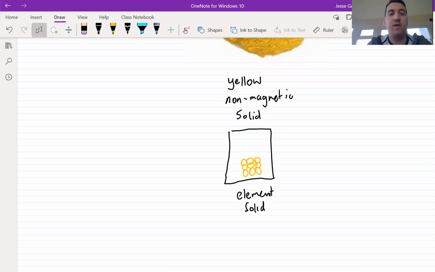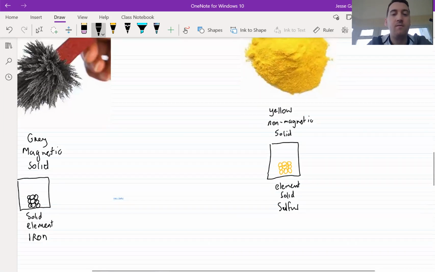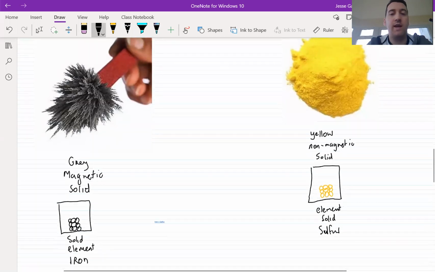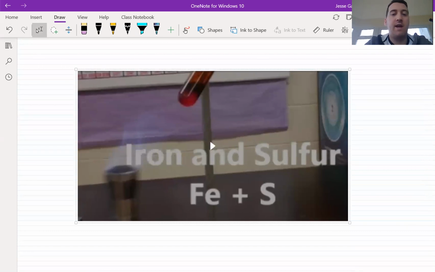And the name of this element is sulfur. This is the element sulfur. If you look on the periodic table, you will see that sulfur is there. It is an element. What we're going to do is, again, look at what happens when we put these two things together and react them. So I'm going to do the same thing. I'm going to explain as we watch the video.